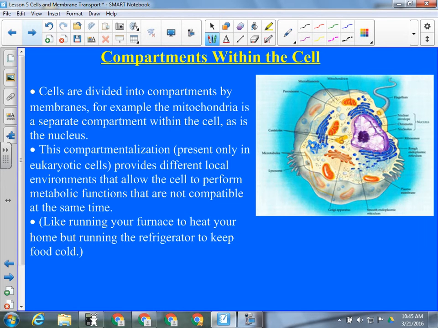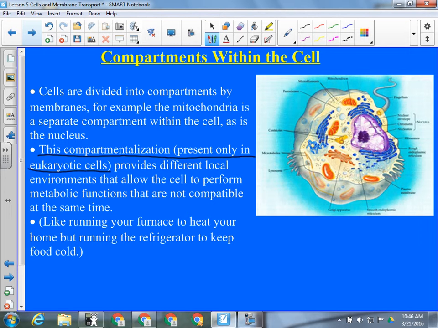Now, here's the other thing. This compartmentalization is present only in eukaryotic cells, okay? We are eukaryotes. Our cells have these compartments, okay? Same as plants, same as protists, same as fungi. They all have eukaryotic cells.